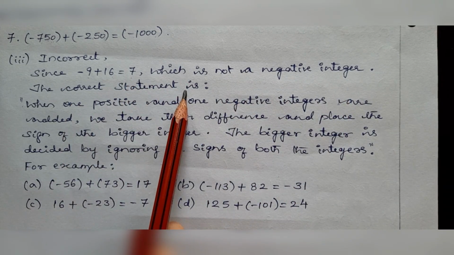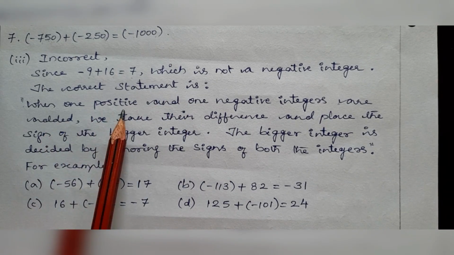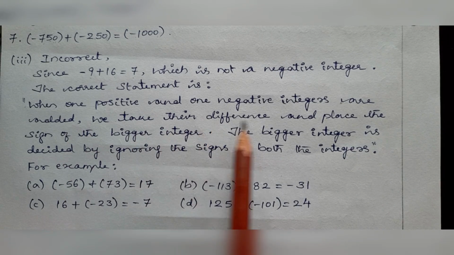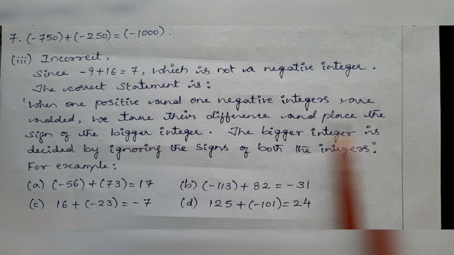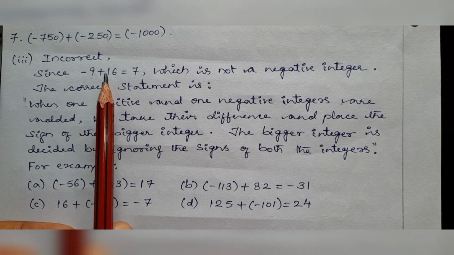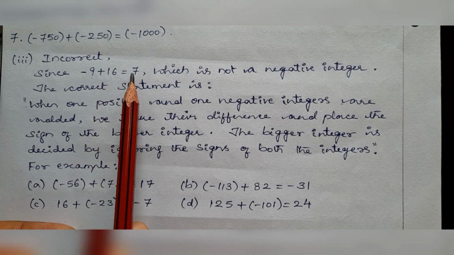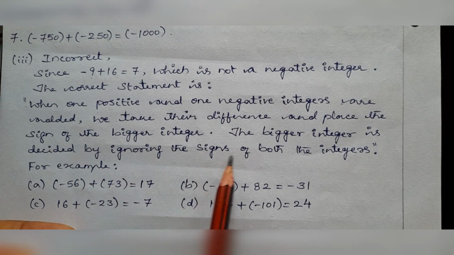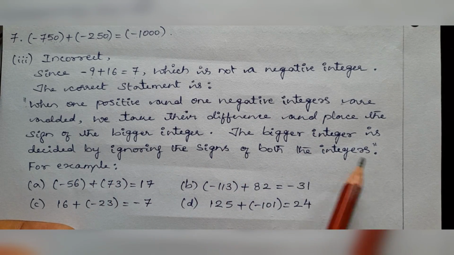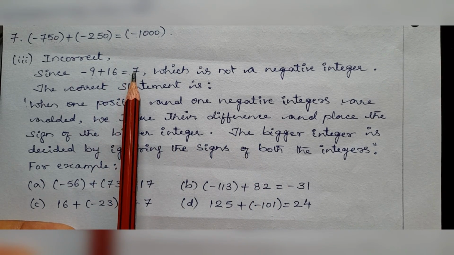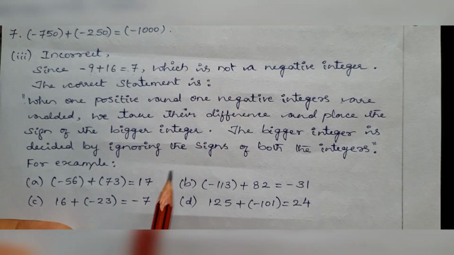The correct statement should be: when one positive and one negative integer are added, we take their difference and place the sign of the bigger integer. The bigger integer is 16, so that sign is positive. The bigger integer is decided by ignoring the sign of both the integers.